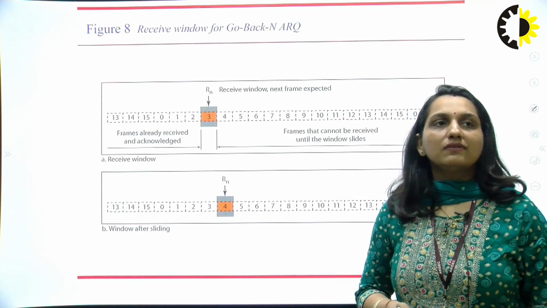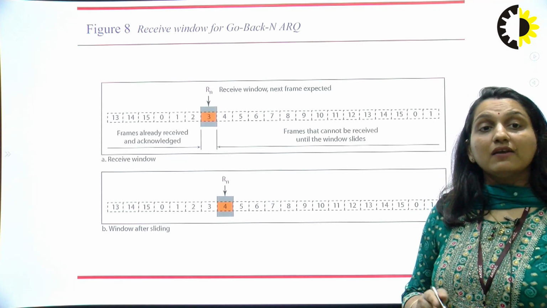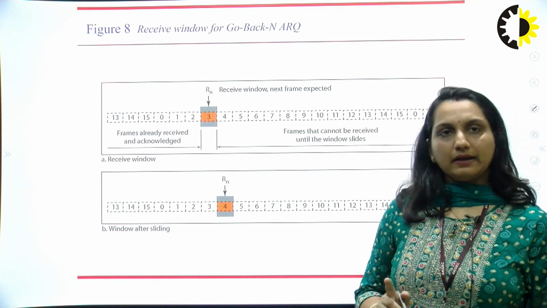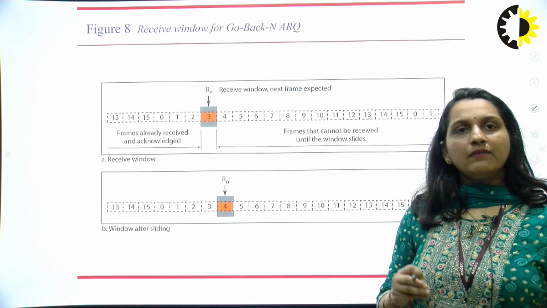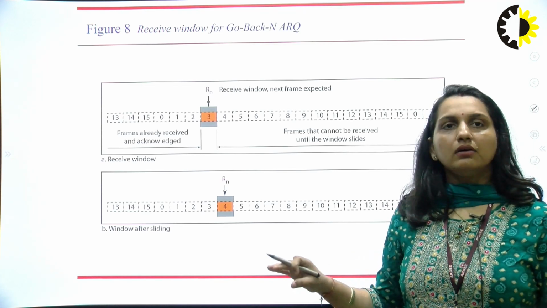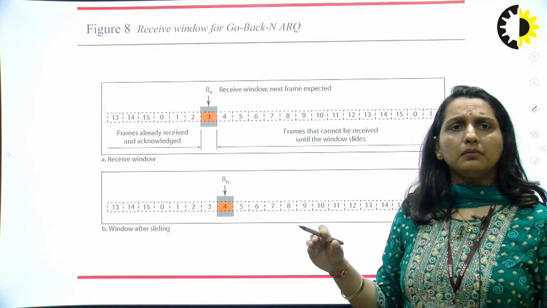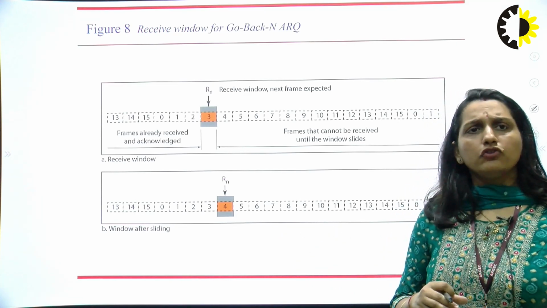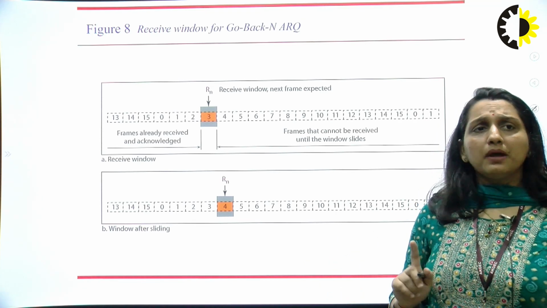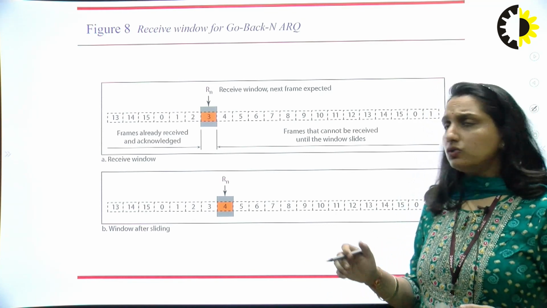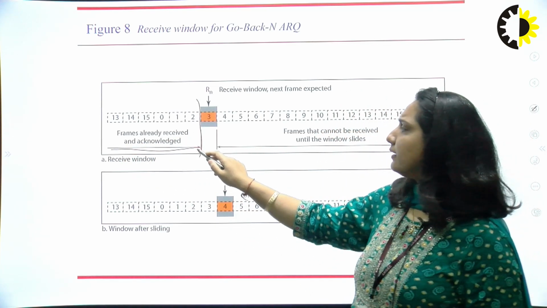This is the receiver window for Go-Back-N, in which it will receive only one frame at a time. The sender has a window. For example, if m is 4, it sends frames 0 to 14 and then gets an acknowledgement. The sender has a window, but at the receiver side there is only one frame being received, and only if the frame was already received and acknowledged.